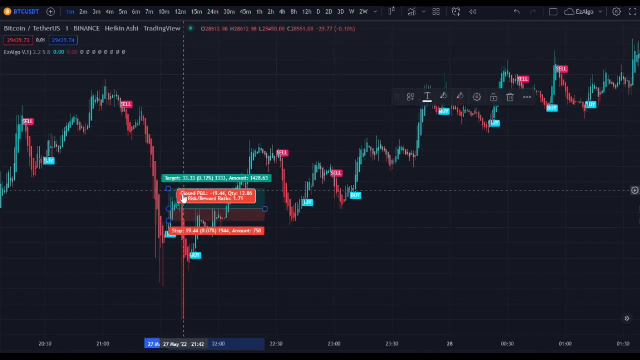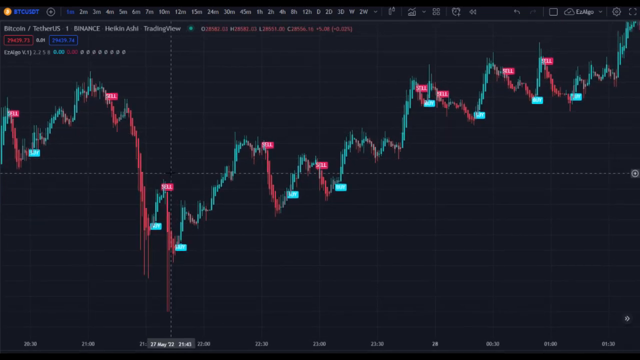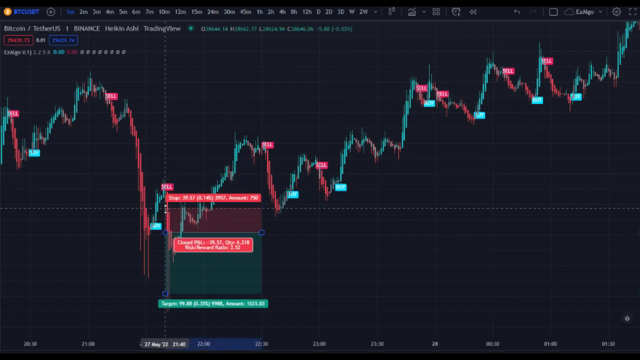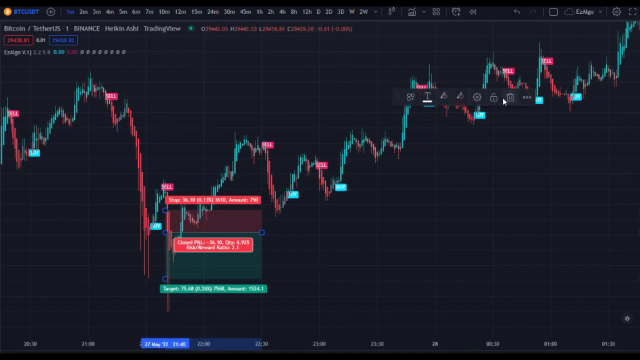So this long position actually didn't hit, which is okay because we're going to keep going. No strategy is 100% profitable. We got a sell signal right here. Let's move our stop loss right around there. Bam, another winning trade right here.